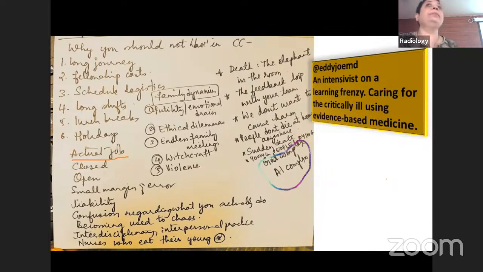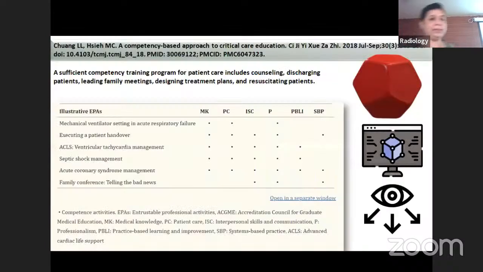AI complex, again, some physicians think that they have a big AI tool in their brain. So they put in information and they get an output. And it's assumed that you have to believe that output without any questions, any doubts, right? So that is the AI complex. Those things make working in an ICU much more challenging than these: long journey, fellowship, scheduled logistics, long shifts, no lunch breaks, no holidays. We can still deal with it, at least till a particular stage in your life. But the other things are.